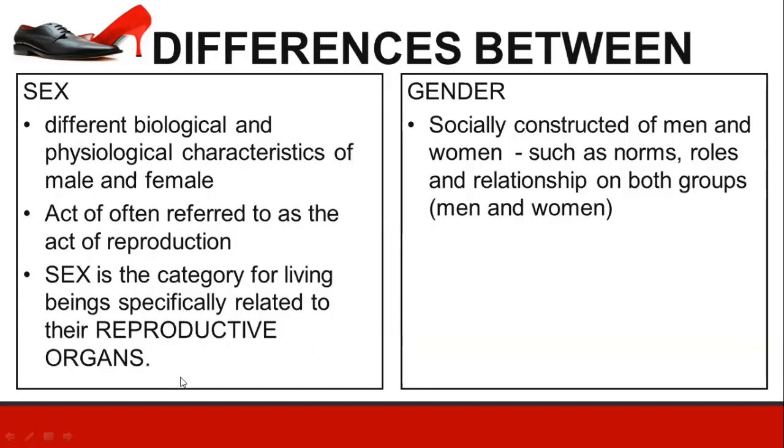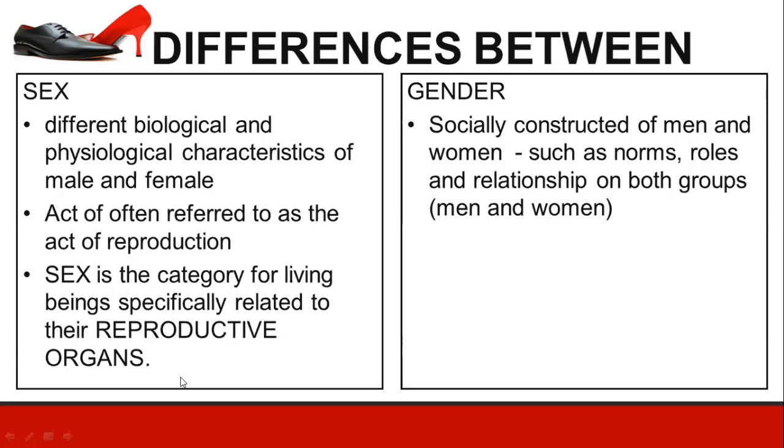So, these are the differences between sex and gender. So first, we have sex. It is the different biological and physiological characteristics of male and female. It is often referred to as the act of reproduction, and also it is the category for living beings specifically related to their reproductive organs. So first of all, sex may refer to our reproductive organs.